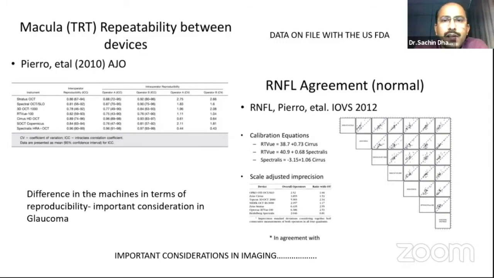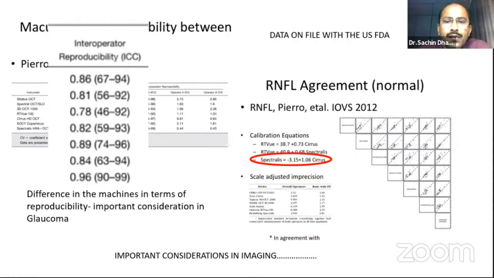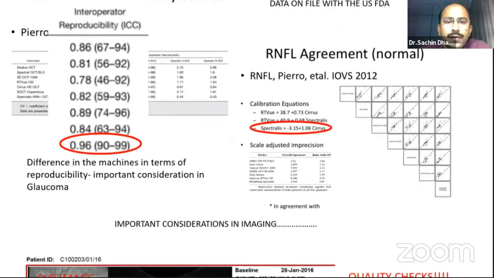So, I had done some basic research, and with the literature that was available, with certain parameters, I decided to go in with the Spectralis. There were certain important considerations that you have to take when you start using imaging technology, and these are the certain things that you need to see. Like the interoperator reproducibility and also the resolution.